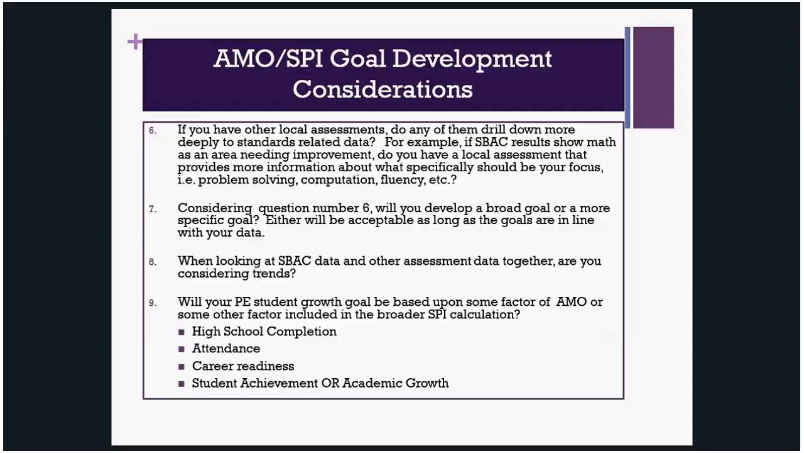And when you look at your SBAC data, are you laying it out and then looking at all your other local data and looking at trends? Are you seeing some trends between the SBAC data and your local data that would guide you toward a more relevant and meaningful principal effectiveness student growth goal? And I've given you some ideas here. It could be some factor of AMO or high school completion, attendance, career readiness.